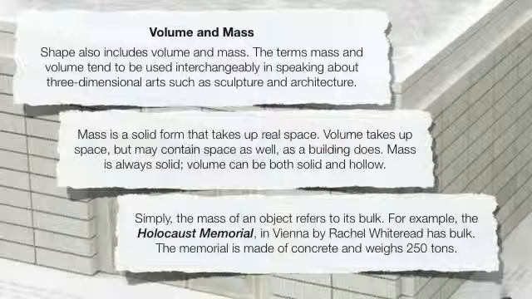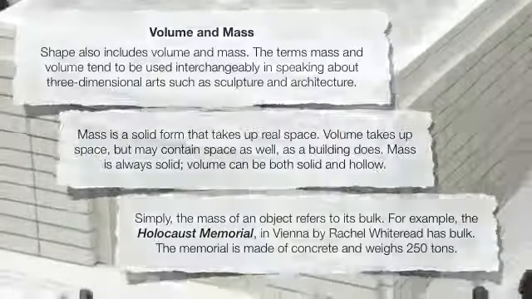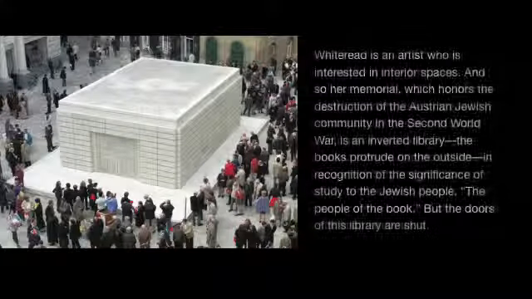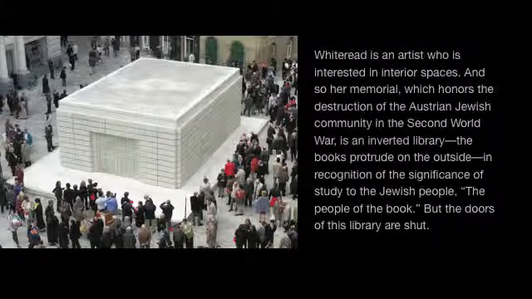For example, the Holocaust Memorial in Vienna by Rachel Whiteread has bulk. The memorial is made of concrete and weighs 250 tons. Whiteread is an artist who is interested in interior spaces, and so her memorial, which honors the destruction of the Austrian Jewish community in the Second World War, is an inverted library. The books protrude on the outside, in recognition of the significance of study to the Jewish people, the people of the book. But the doors of this library are shut.